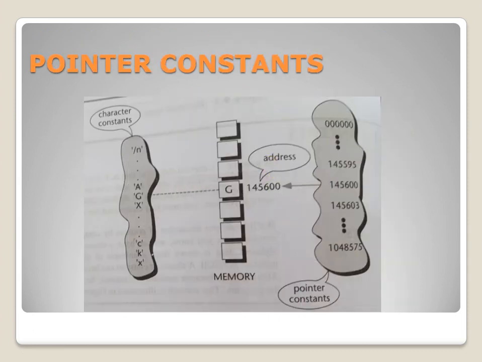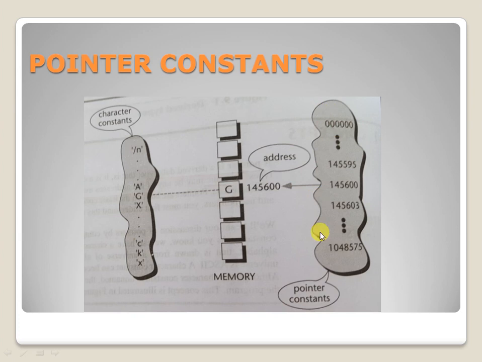Okay, so let's see what pointer constants are. If you see the left side, it's the domain for character constant, right? And P is the value that is taken from the character constant domain.